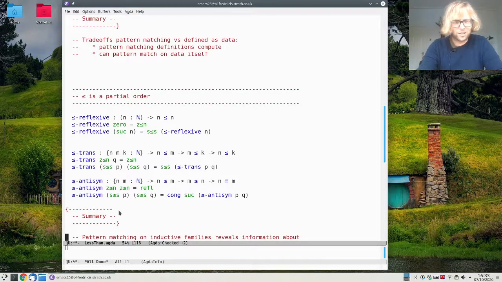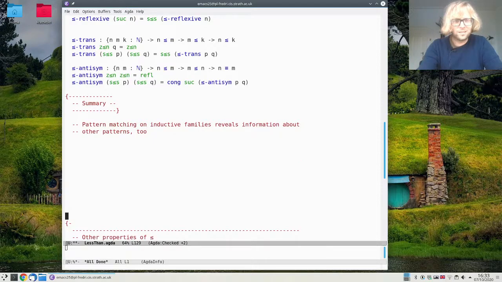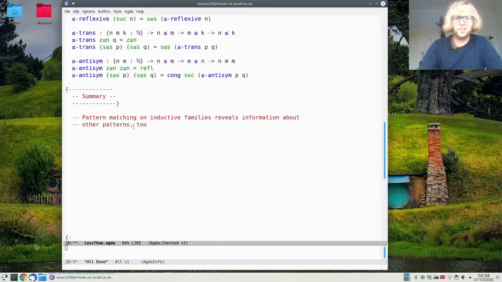Okay, so what have we learned? That's for the next video. The main takeaway here is that pattern matching on constructors for inductive families reveals information about other patterns, which is really useful, such as here, for example, where we pattern matched on these constructors, which told us things about the n and the m, that they both had to be 0 here and that they both had to be successor here. So this is the real power of these so-called inductive families, and they're really, really powerful and really fun to play with.